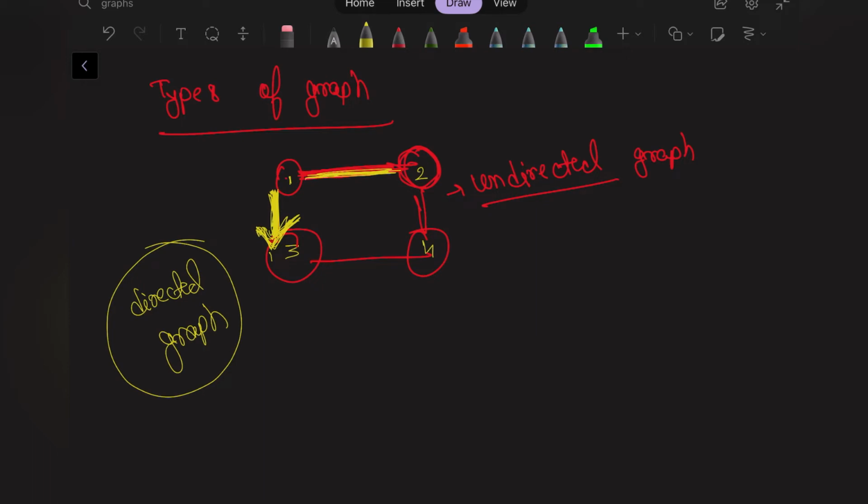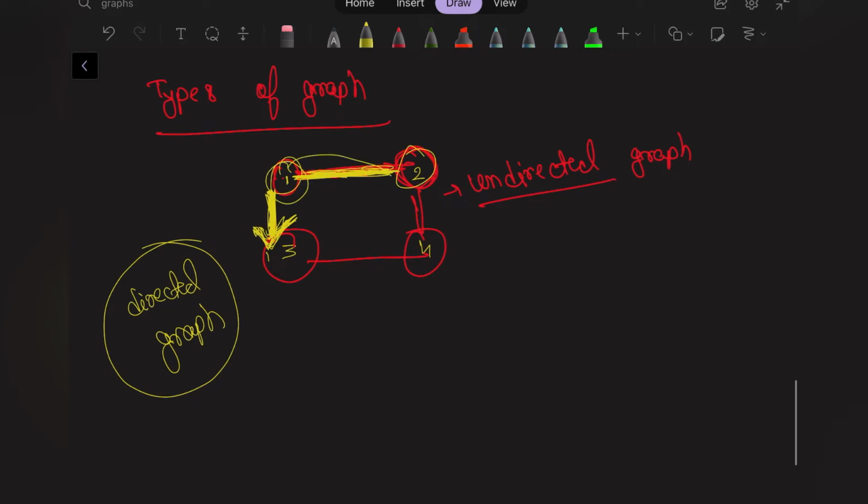But suppose 1 and 2 do not have any arrow between them. Then we can easily say that from 1 we can go to 2, and from 2 we can go to 1. But in a directed graph we cannot say this. We can only say that from 1 we can go to 3, but to go from 3 to 1, at least one edge must exist with an arrow towards 1. So these are the undirected graph and the directed graph.